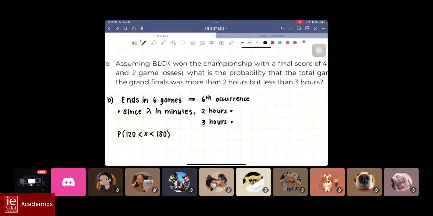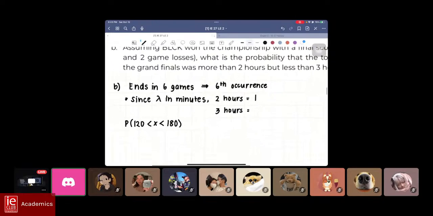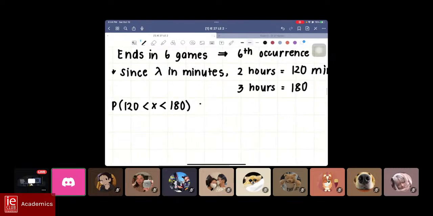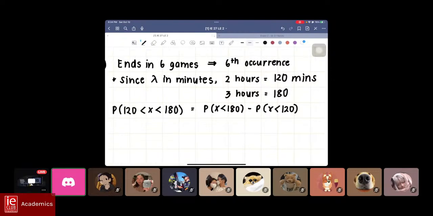So, here naman, since lambda is in minutes, since it's 1 over 17 minutes, we have to convert the 2 hours and 3 hours into minutes para same yung units niya. So, the 2 hours would be 120 minutes, and the 3 hours would be 180 minutes. So, to get the probability, it will be P(X less than 180) minus the probability that X is less than 120. And since it's the 6th occurrence, it gives us a clue na rin na it's Erlang. Since exponential will give you the first occurrence, and Erlang will give you the 4th occurrence.